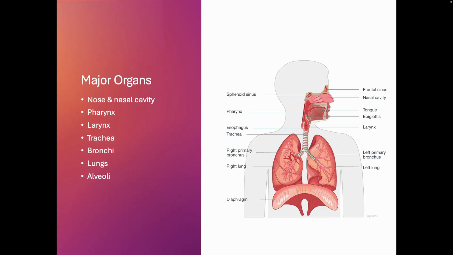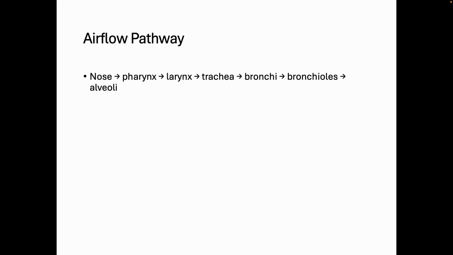Major organs. The nose, or the nasal cavity, so your sinuses. The pharynx, the larynx, the trachea, bronchi, lungs, and alveoli. Airflow pathway. So the exact order that I just said before. Nose, pharynx, larynx, trachea, and so on, right?